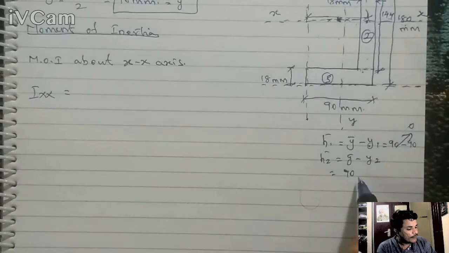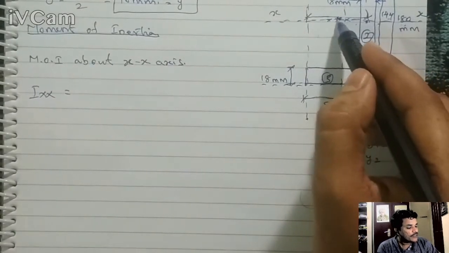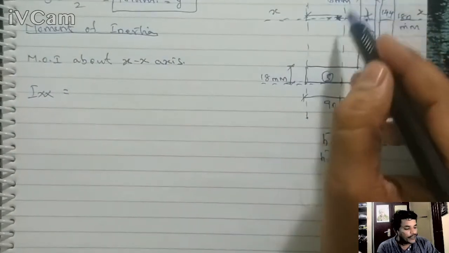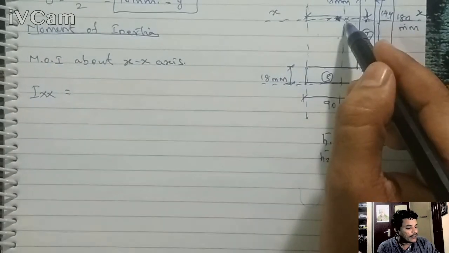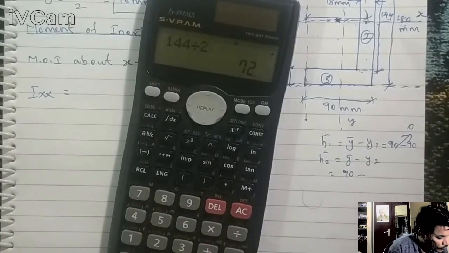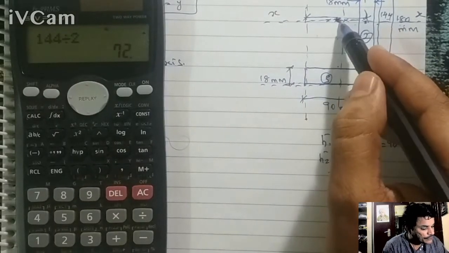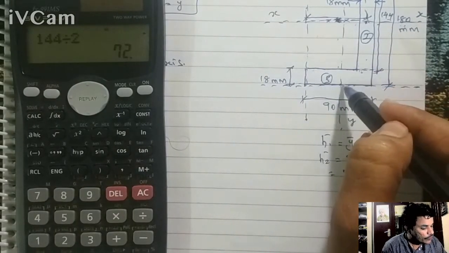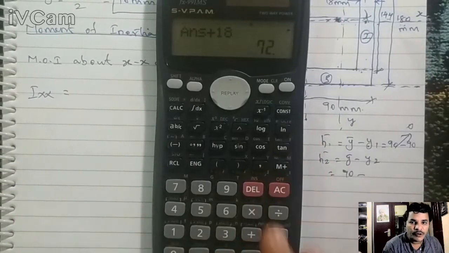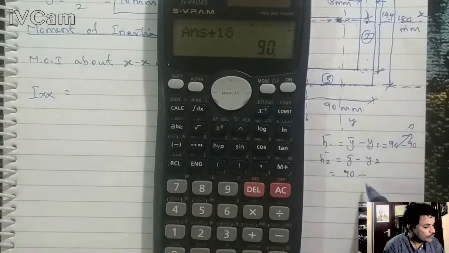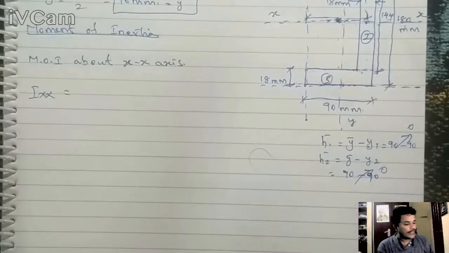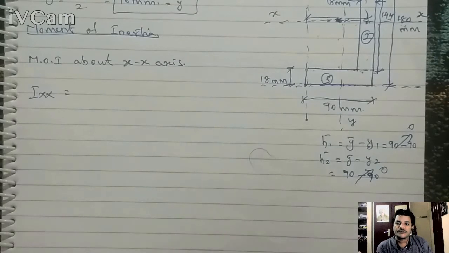Similarly, h2 bar is equal to y bar, 90, minus y2, the centroid of the small rectangle, that is 144 by 2, 72 mm from this point. You need to take the centroid from here, so you need to add 18 mm. This is also 90 mm. So 90 minus 90, this is also 0. So here h1 bar and h2 bar are 0 actually.